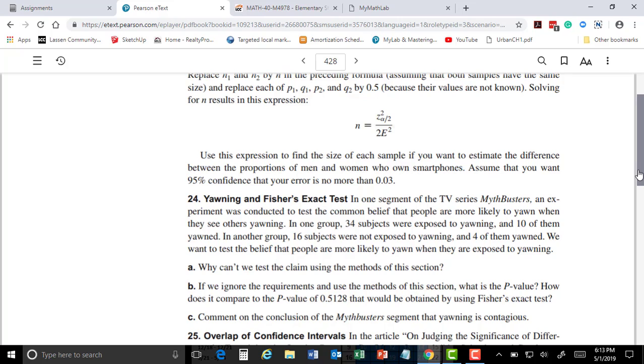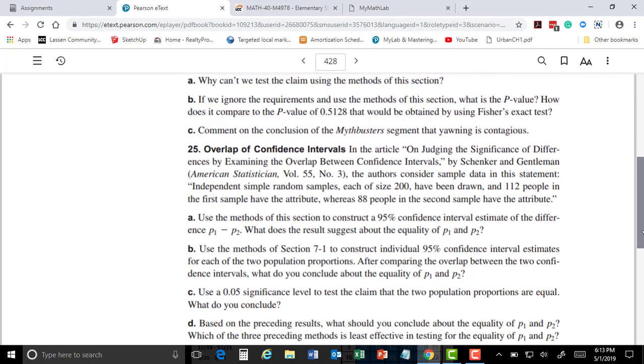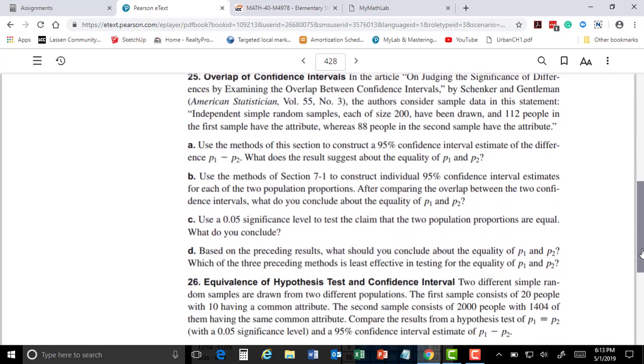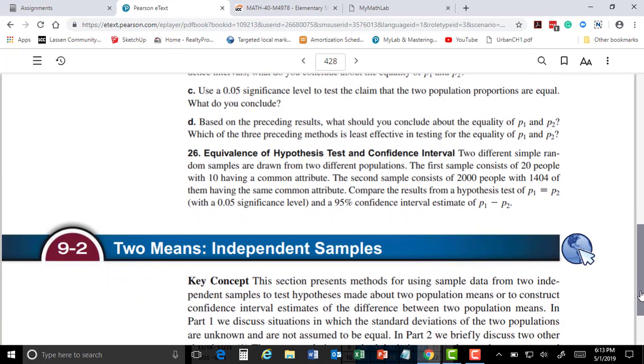It's another way of calculating a p-value, but I don't want to get into it. It's not worth it. Here again, just to make sure of the equivalence of the hypothesis test compared to the confidence interval.